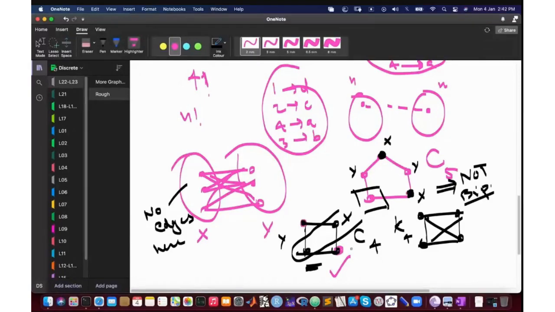ठीक है? So to tell whether a graph is bipartite or not is sort of easy. It's not that hard. Is it clear to everyone how to tell whether a graph is bipartite or not? Yes, sir. Yes, sir. Okay. Awesome. Let's move on.